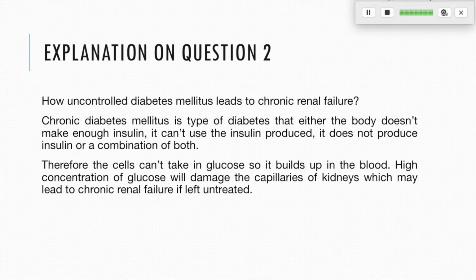So I'm going to explain how uncontrolled diabetes mellitus leads to chronic renal failure. First, diabetes mellitus is a type of disease where either the body doesn't make enough insulin, it can't use the insulin produced, it does not produce insulin, or a combination of both. Therefore, the cells can't take in glucose, so it builds up in the blood. High concentration of glucose will damage the capillaries of the kidney, which may lead to chronic renal failure if left untreated.